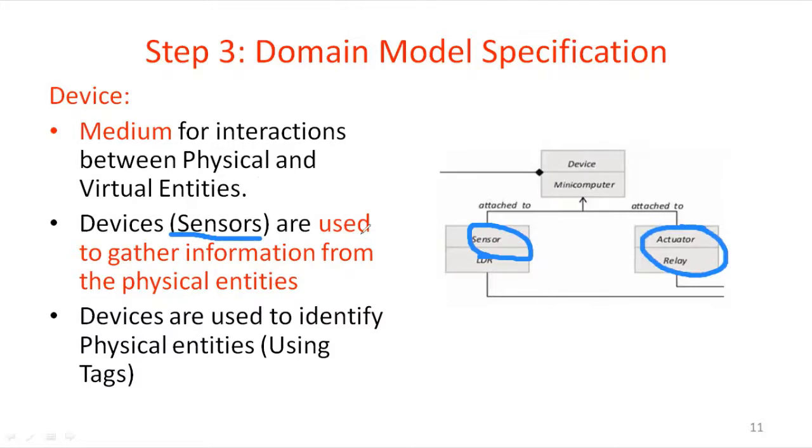Here, the sensors are used to gather information from the physical entities. Devices are used to identify the physical entity using tags. This is a very important concept. These particular devices are used to identify the physical entity in the real world. That is simple information about the devices.